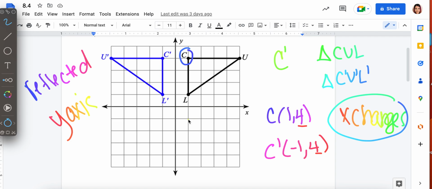But this is a good strategy to determine what the transformation is. Pick a point and then see how you can get there. And then you can check it with all the other points once you determine that one point.